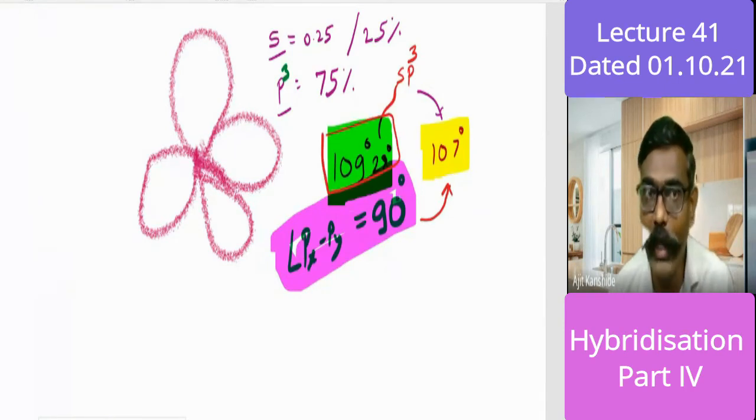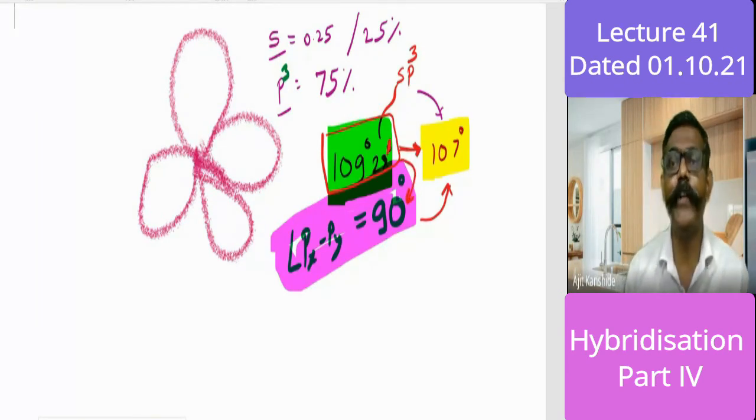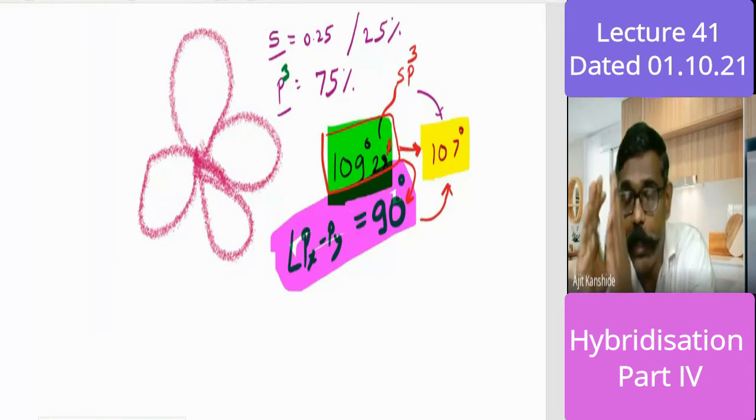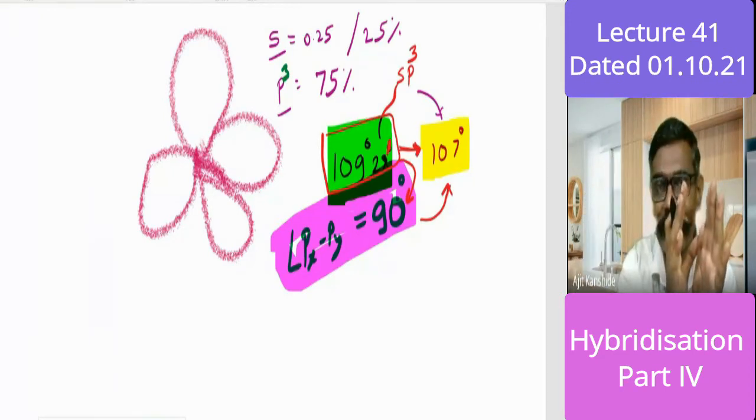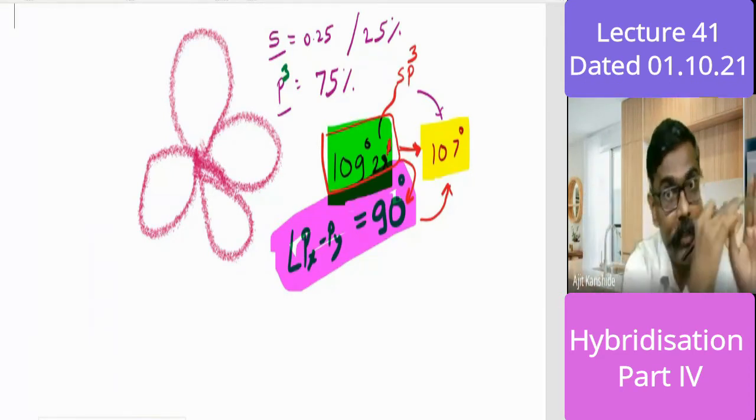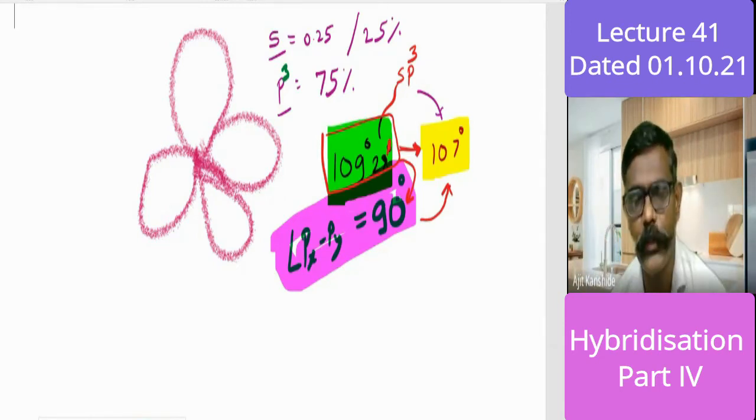I want to know the answer from you. Ideally, 109 degree 28 minutes, but practically it is 107 degree. So what is happening? We are coming towards this angle, or we are going away from 90 degree. While moving from 109 degree 28 minutes to 107 degree, we are approaching to 90 degree, or we are away from 90 degree. If question is not clear, ask to repeat.